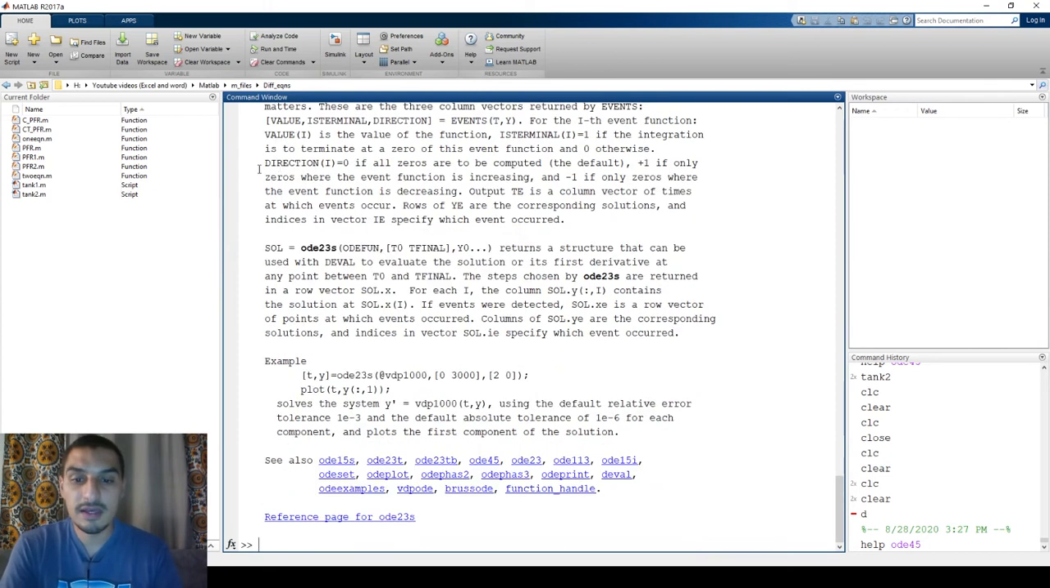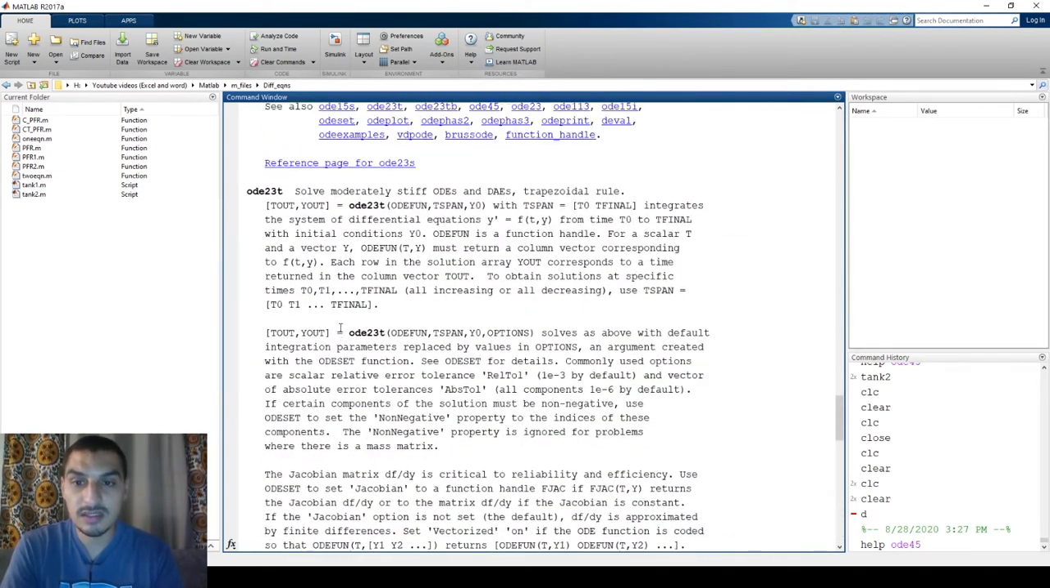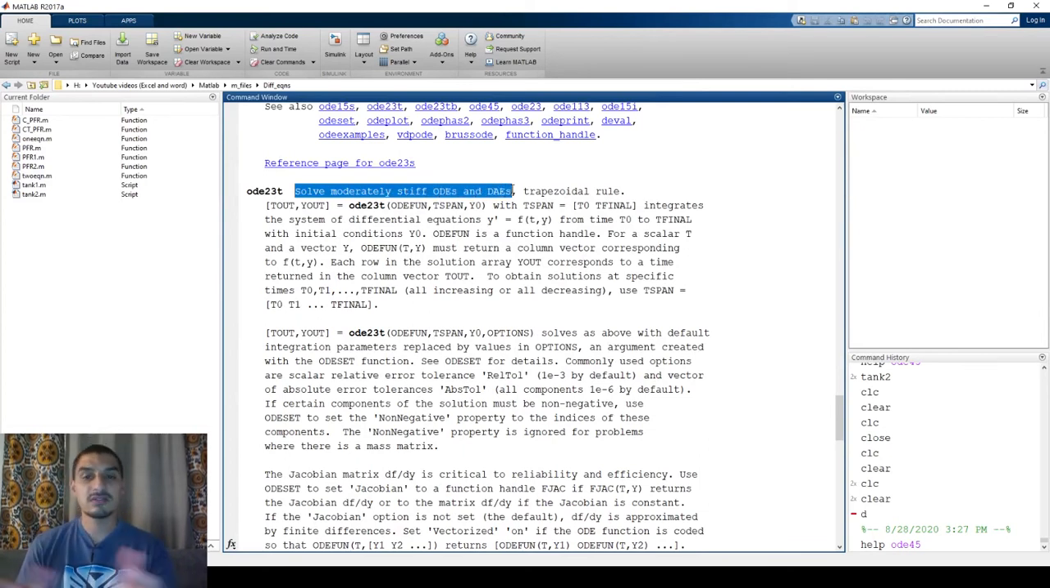You'd see some other functions that end with the letter T, like ODE23T, and if you look at the T, it says it's moderately stiff. So it's not totally stiff, and it's not totally normal or regular function. It tells you it's for moderately stiff ODEs, ordinary differential equations, and DAEs. DAEs means differential algebraic equations. So you have a system of equations, some of them are differential and some are algebraic. In case you have a problem like this, you can use the DAEs. So T is kind of between the stiff and non-stiff functions.